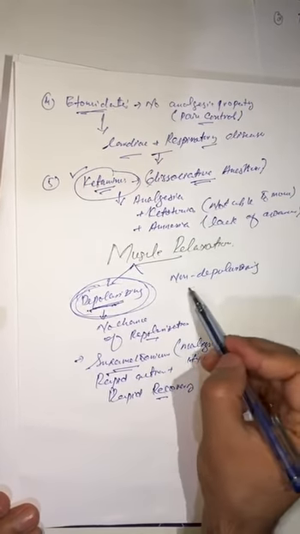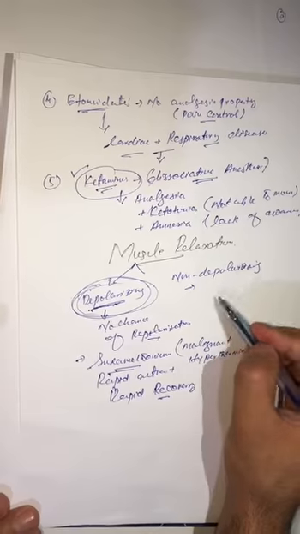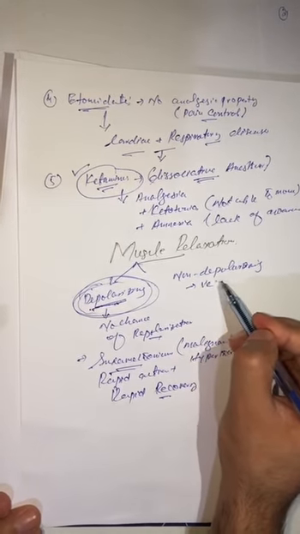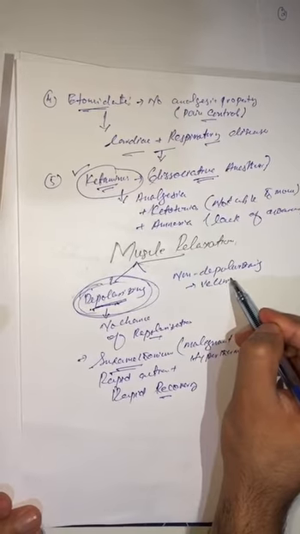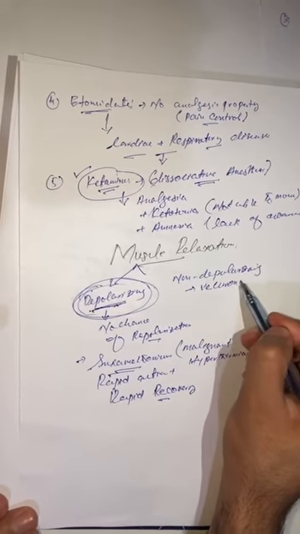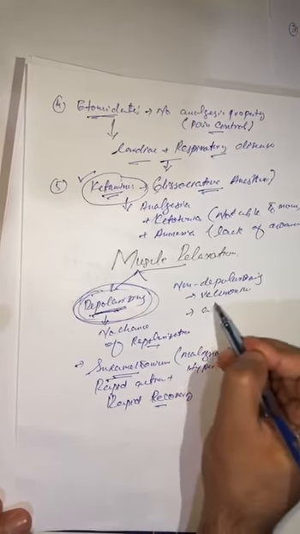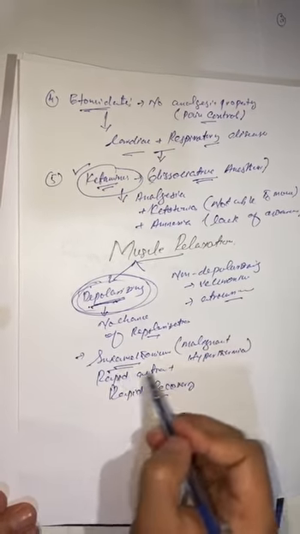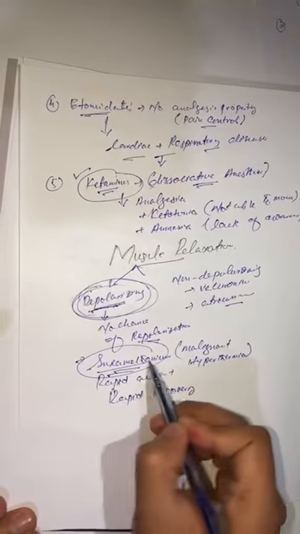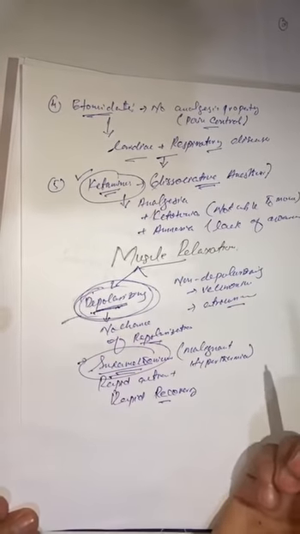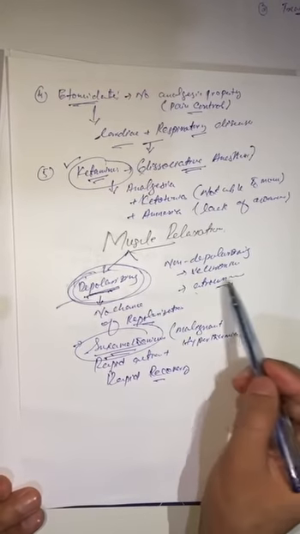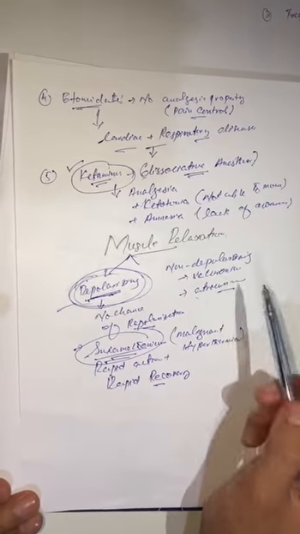The second one is non-depolarizing agents. The non-depolarizing agents have different types, for example vecuronium and atracurium. So remember the examples: succinylcholine is a depolarizing muscle relaxant, and vecuronium and atracurium are non-depolarizing agents.